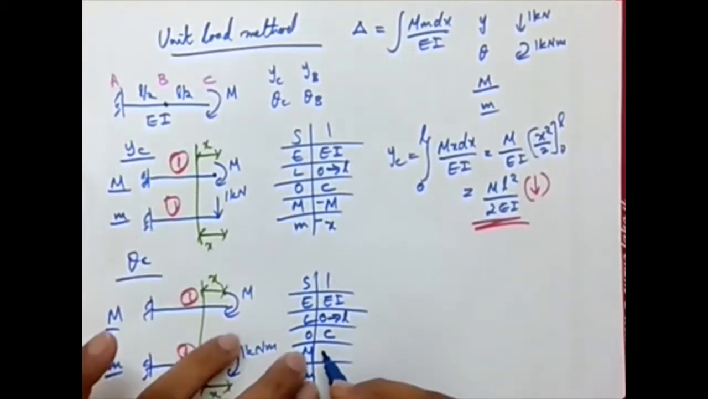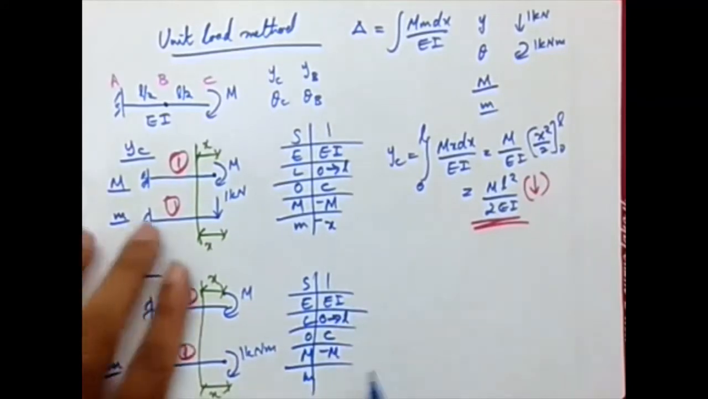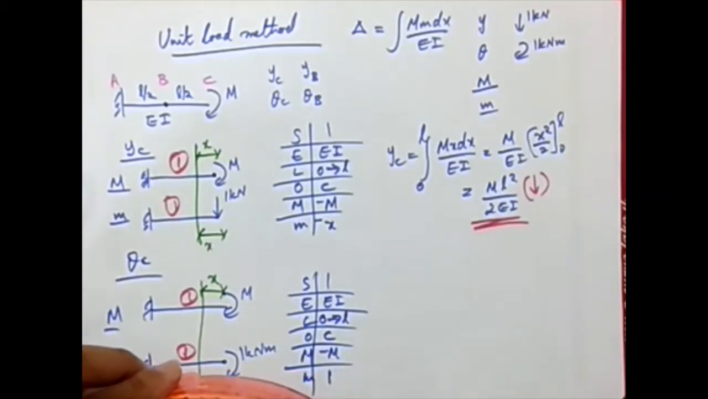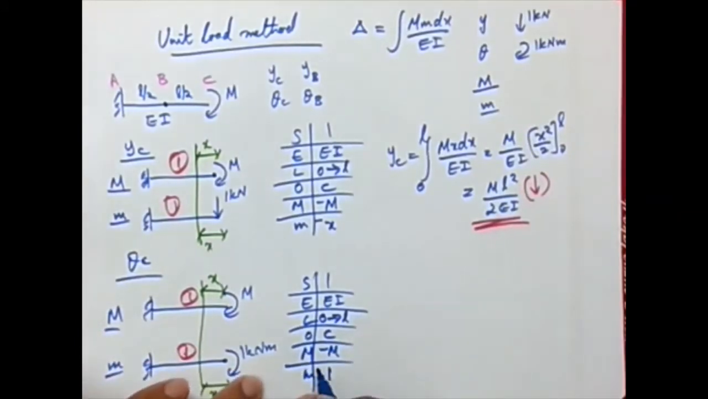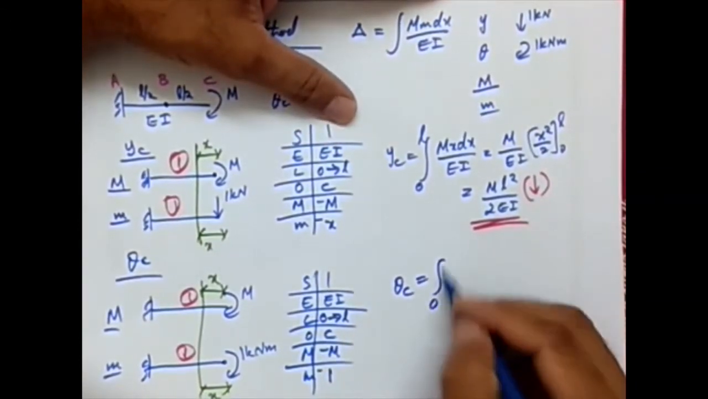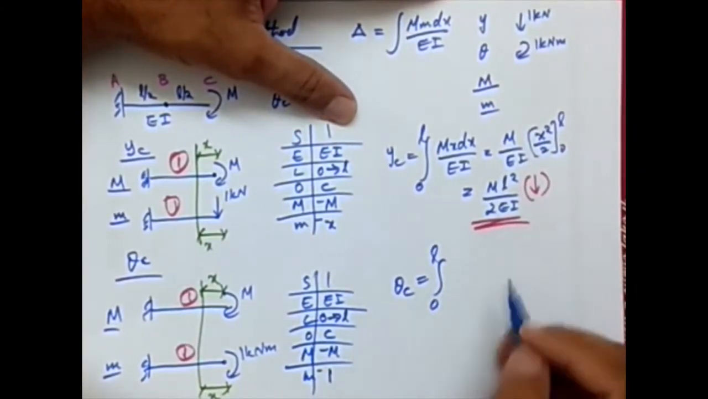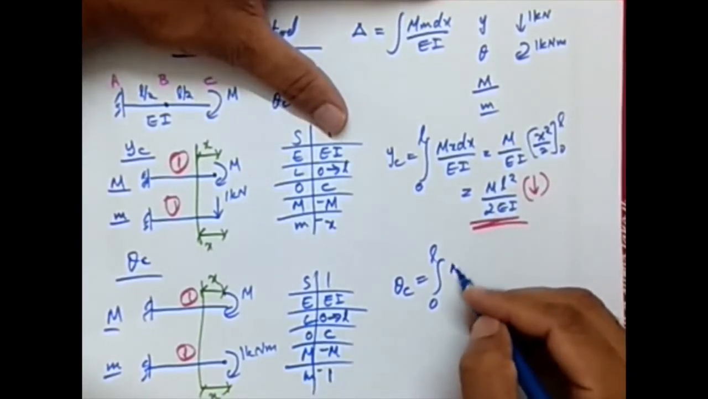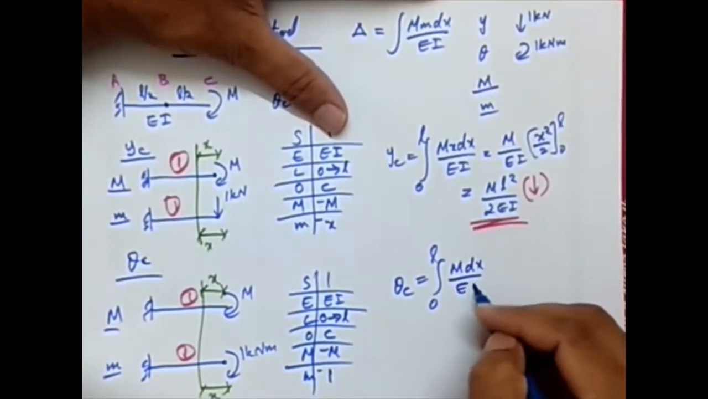We have discussed how it became minus m previously. Now I'm considering this case. So here it is, the magnitude is 1. And what about the direction? The moment is like this, which means hogging. So this is also minus 1. Now I can calculate theta C. So limit 0 to L, just one segment, minus m times minus 1, that is m dx by EI.